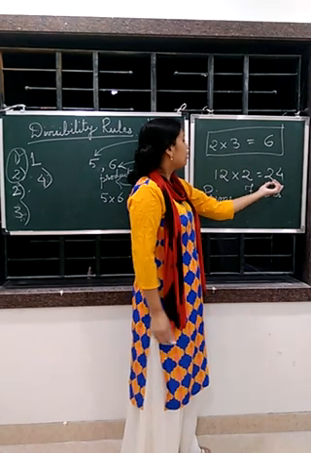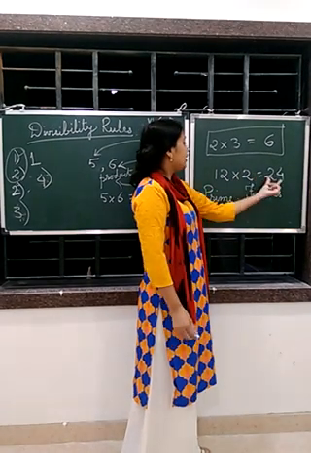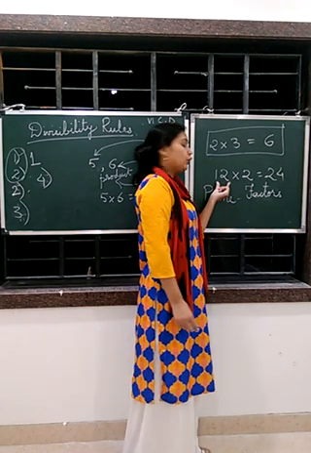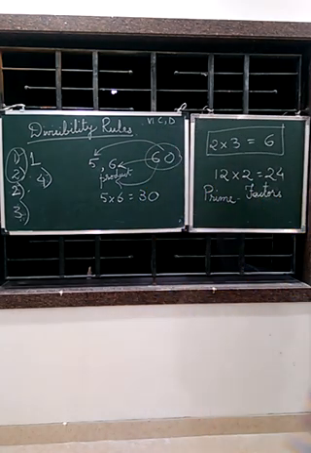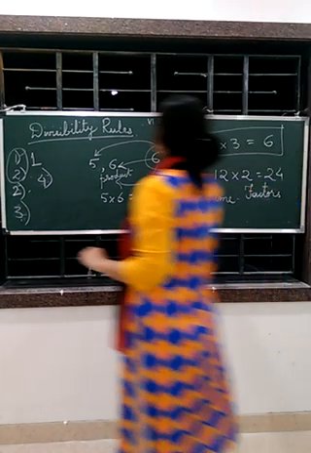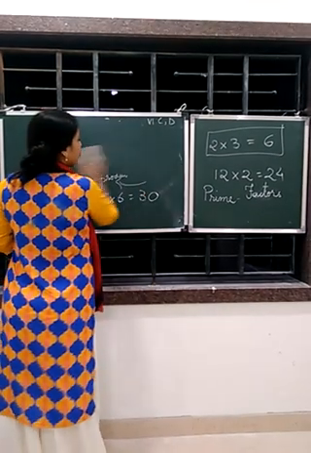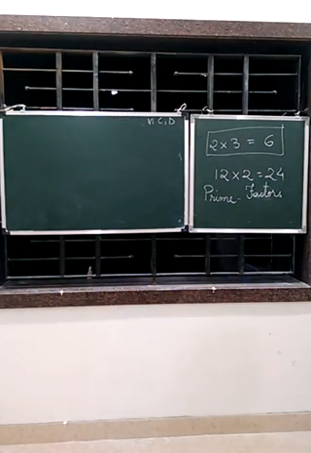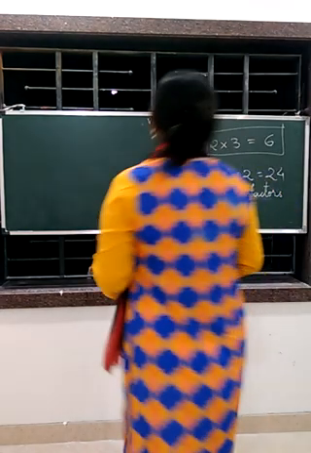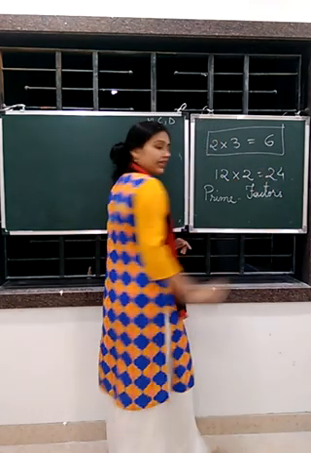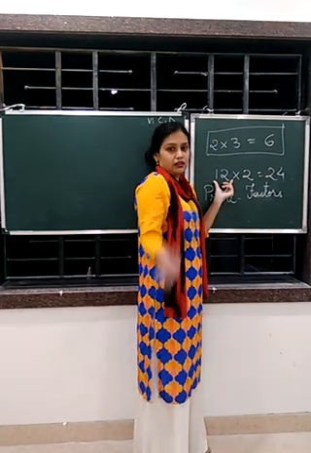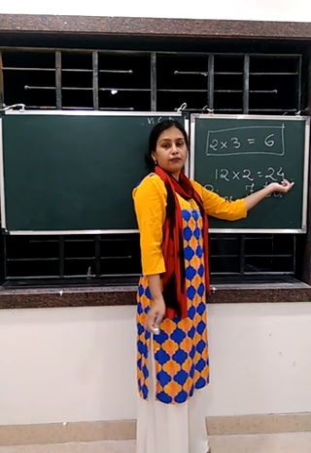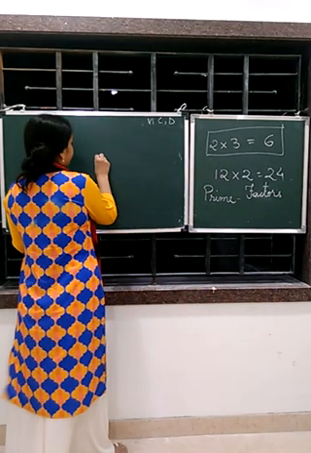Clear? But when we talk about 24, 12 into 2 is 24. They both are factors of 24. But 12 is not a prime number. Therefore, 12 into 2 is not the prime factorization of 24. So how can we get the prime factorization of 24? Very simple. If we split this 12 into a prime factorization, means अगर हम इसका भी prime factorization कर दें, then we get the prime factorization of 24. How? You see.